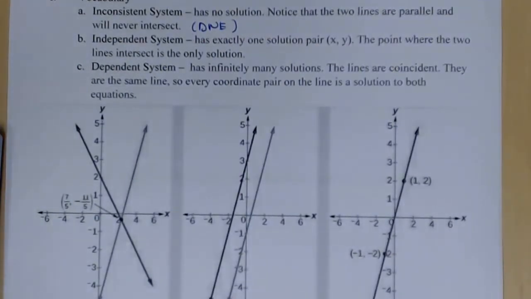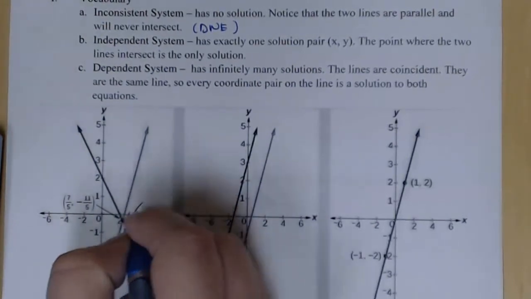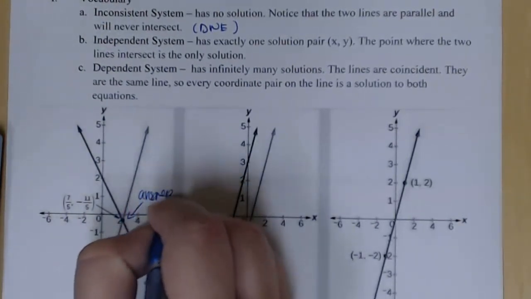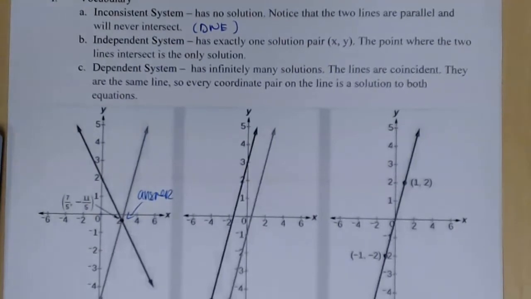Then there's an independent system. It has exactly one solution, and notice its answer is an ordered pair. The point where the two lines intersect is the only solution. So we have the option of no answers, one answer, or a dependent system, which has infinitely many solutions.